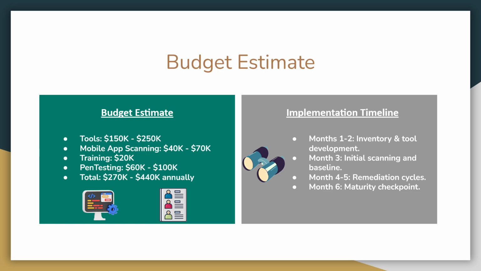Now for the implementation timeline. The rollout will occur in 4 phases over 6 months. In the first and second month, we'll do asset inventory, tool deployment, and third-party contracts. In the third month, we'll do organization-wide scanning and the baseline risk assessment. From month 4 to 5, we'll do remediation cycles and SLA enforcement. And for month 6, we'll have a program maturity checkpoint and the first quarterly board report, and after that we can operate in perpetuity.